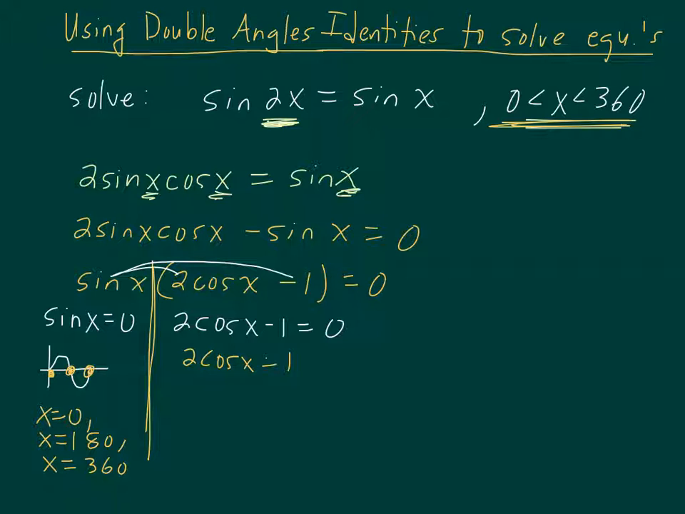Now our other factor, 2 cosine of x minus 1, we can add over 1, and then we're going to divide by that 2. And man, that chainsaw is loud.